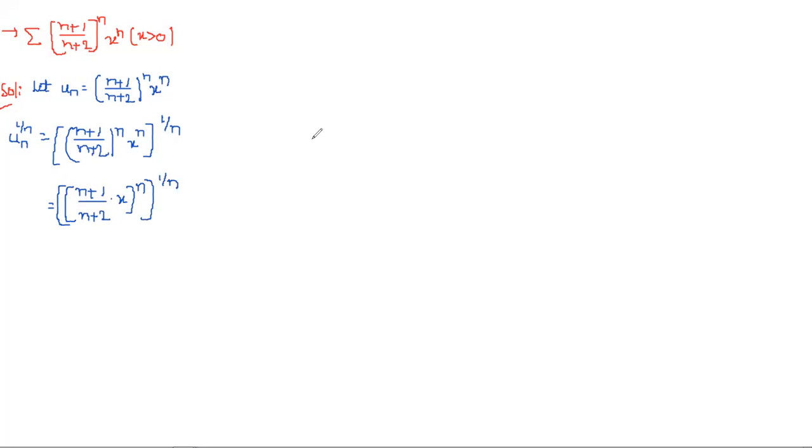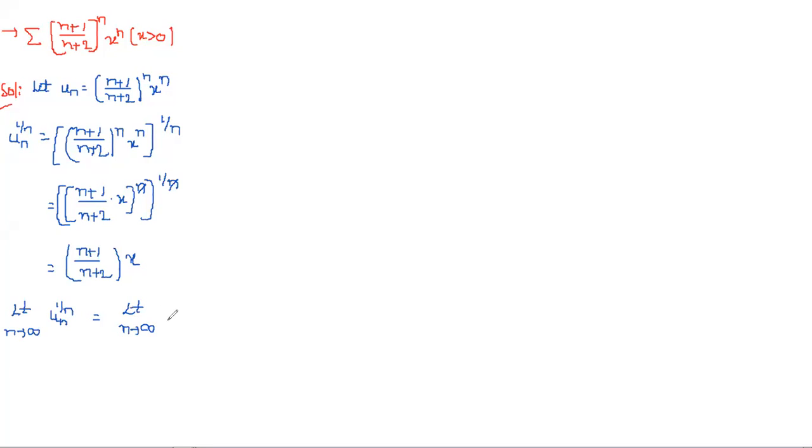The n and n both will cancel. What about the remaining? (n plus 1)/(n plus 2) into x. This is the one after applying u_n power 1 by n. Now you need to go for the limit. So the limit as n tends to infinity of u_n power 1 by n.